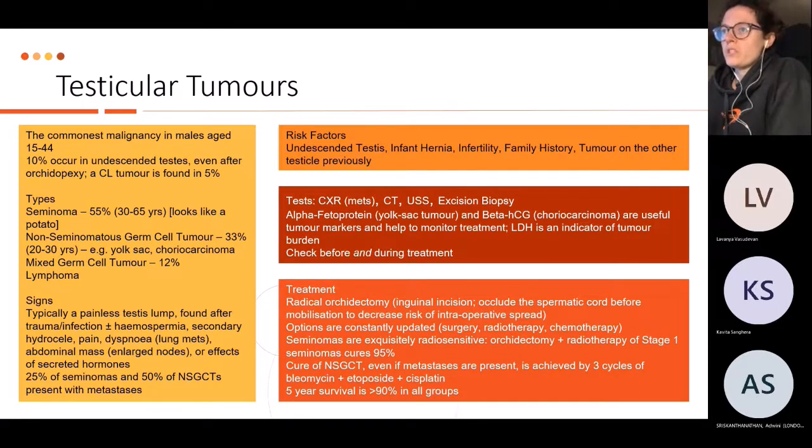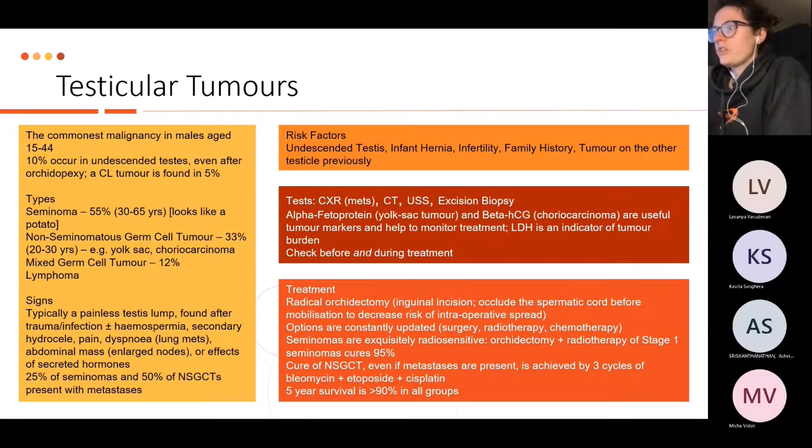A lot of them actually present with METs, so 1 in 4 seminomas and about half of non-seminomatous. These statistics would have been about 5 years old at least, so the numbers might have gone down with more awareness. In terms of learning, I would highly recommend remembering alpha-fetoprotein, beta-HCG and LDH. These are really important tumour markers that often come up in questions, and they're useful both before and during treatment, so you can monitor progress and relapse using these blood markers.